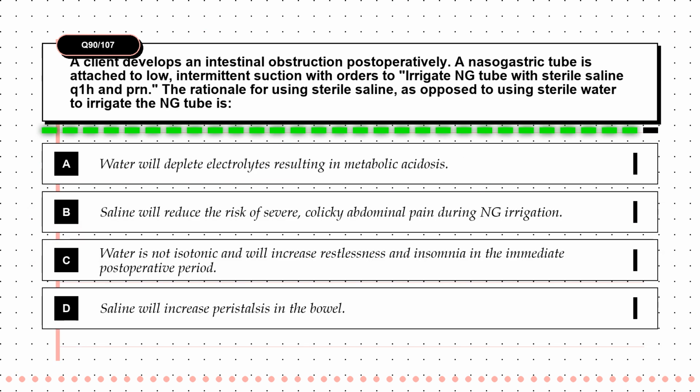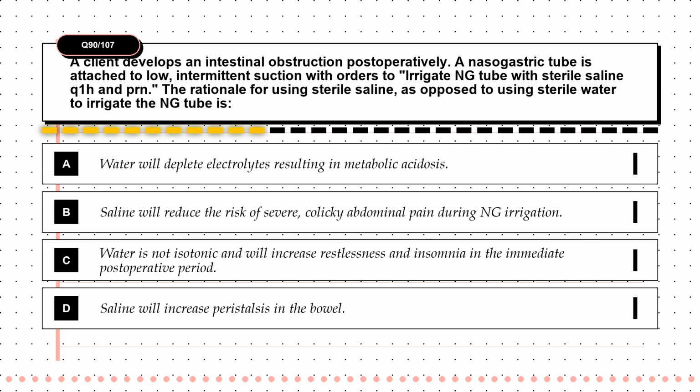Question 90. A client develops an intestinal obstruction postoperatively. A nasogastric tube is attached to low, intermittent suction with orders to irrigate the NG tube with sterile saline Q1H and PRN. The rationale for using sterile saline as opposed to sterile water to irrigate the NG tube is, here are the options. Option A. Water will deplete electrolytes resulting in metabolic acidosis.